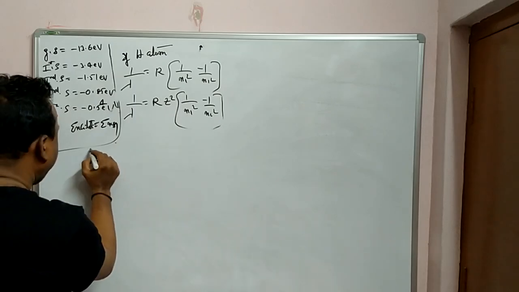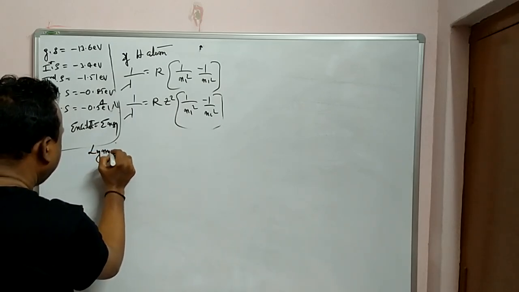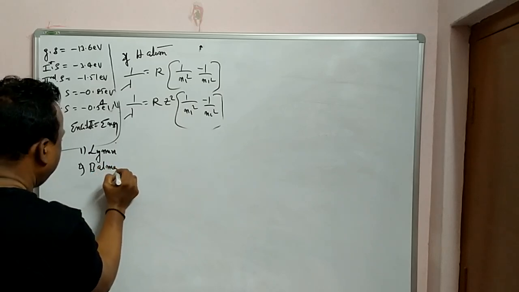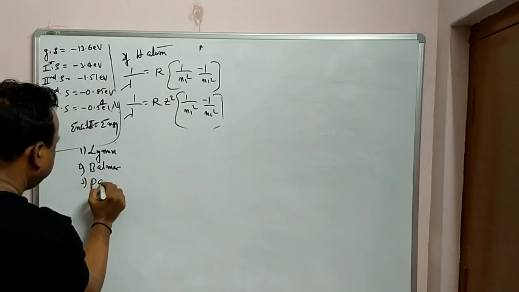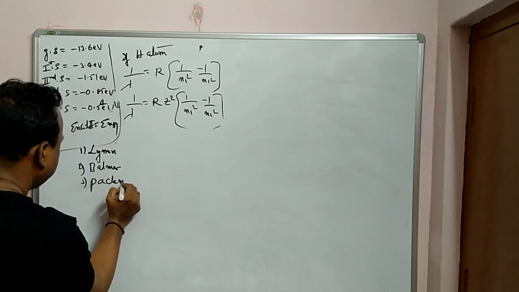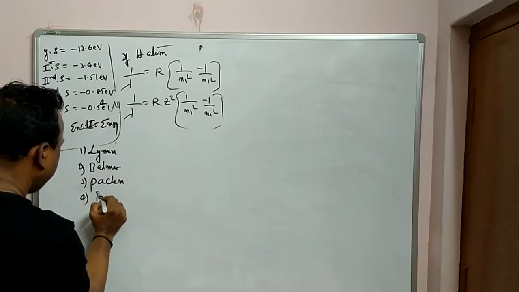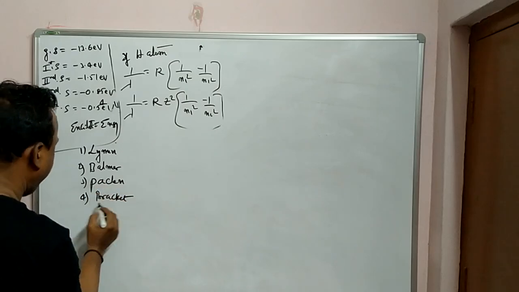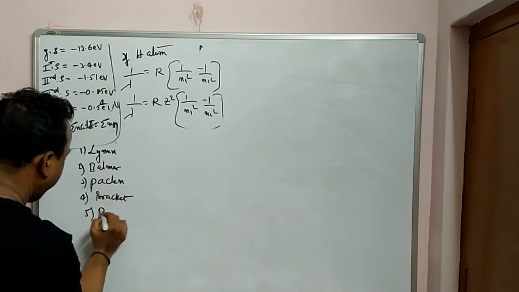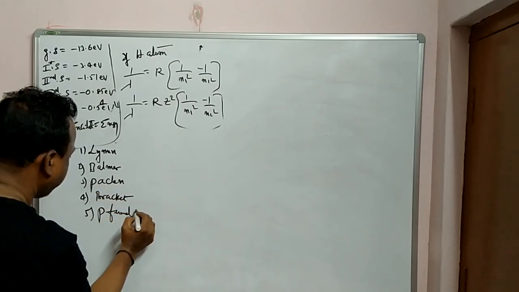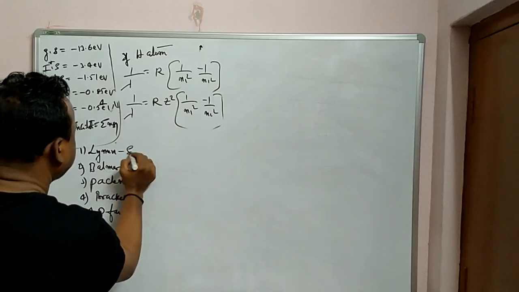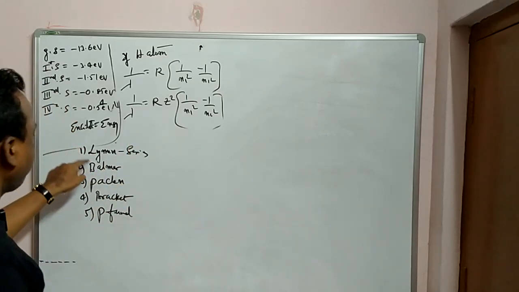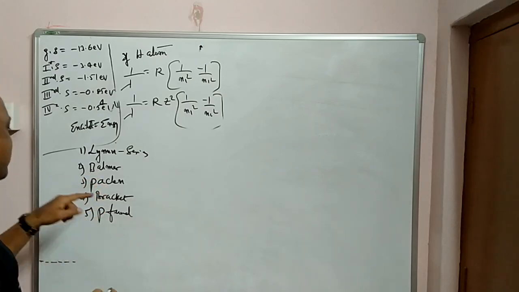Different means Lyman series, Balmer, Paschen, Brackett, and finally Pfund series. So all these are series. Different scientists, 5 scientists: Lyman, Balmer, Paschen, Brackett, Pfund series.